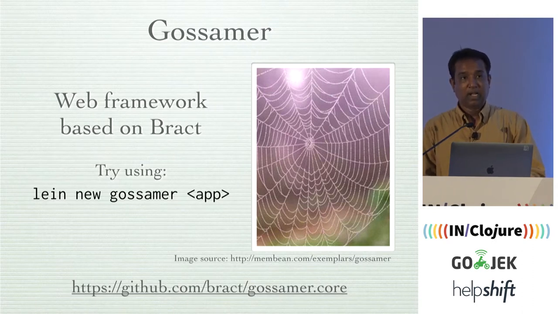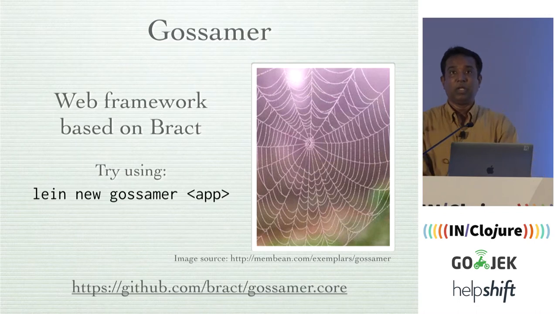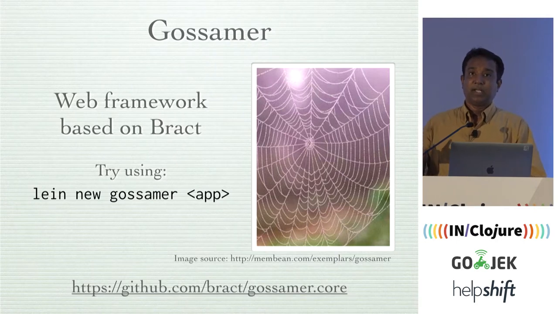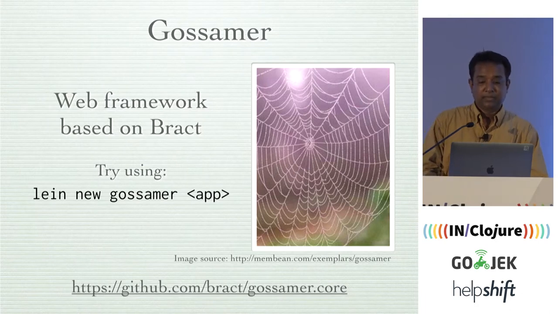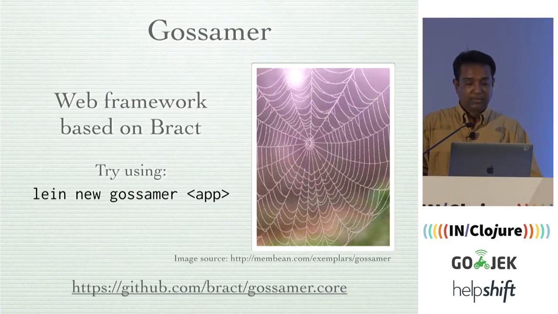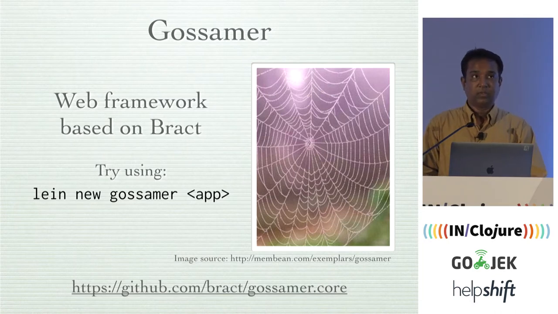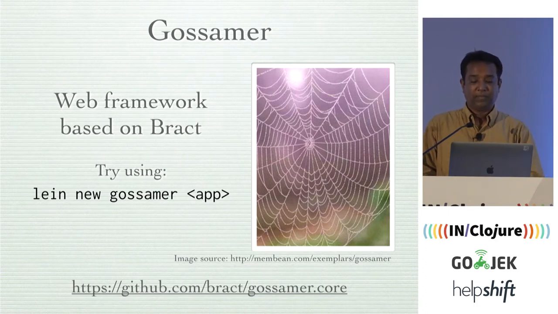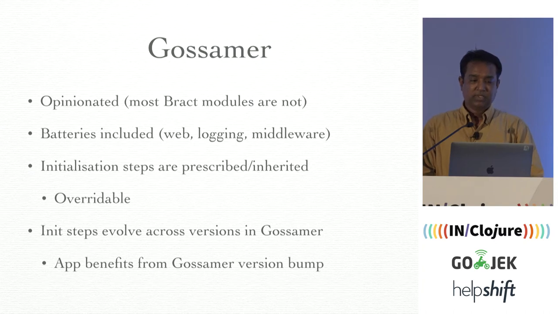And with Gossamer, let us say that there was a bug in some version and you are using that version in your app, and if the next version of Gossamer fixes that, then your app will automatically get that bug fix if you simply bump the version number of Gossamer, right? That is the kind of benefit that you get with Gossamer, because the whole initialization chain is something that you inherit from Gossamer, and you only provide certain small things. So this is some of the details about Gossamer.